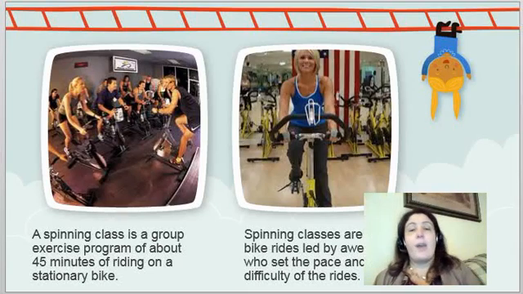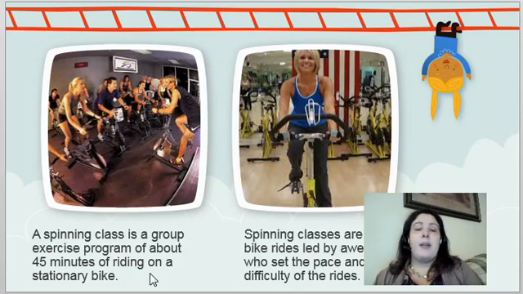Let's take a look at one more example and see if we can pick out the fact from the opinion. The statement on the left says, a spinning class is a group exercise program of about 45 minutes of riding on a stationary bike. That sounds like a fact to me. It doesn't use any qualifying words. Let's take a look at the statement on the right.